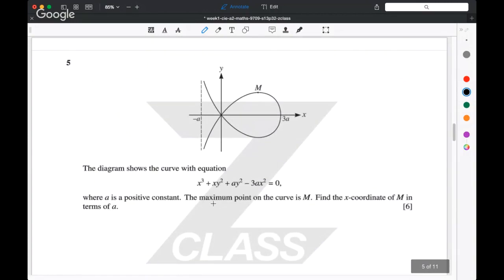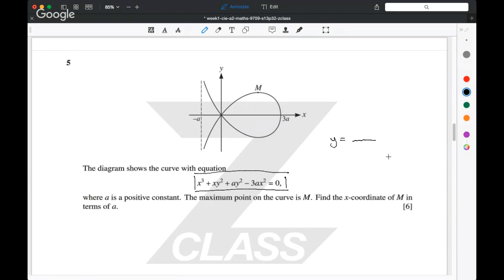Okay, question 5. This question is all about implicit differentiation. We're told that this curve obeys this parametric equation. What that means is we're not given an equation in the form of y is equal to blah. We're just given an equation relating y and x that is true for every point. So if we imagine that we did have an equation of the form y is equal to blah, how would we find the maximum?